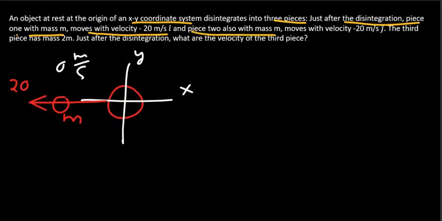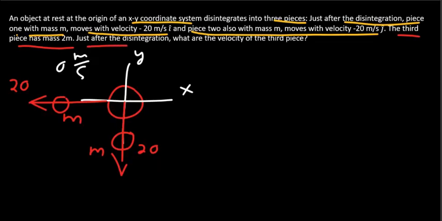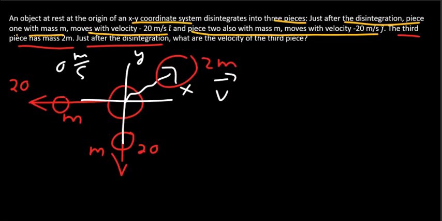Piece 2, also with mass m, moves with velocity minus 20 meter per second j hat. So piece 2 is moving like that, 20 meter per second, the mass of which is also m. The third piece has mass 2m. So the question is, just after this disintegration, what is the velocity of the third piece? The third piece is moving somewhere. We don't know where. The mass is 2m. We want to know the velocity of that third piece.